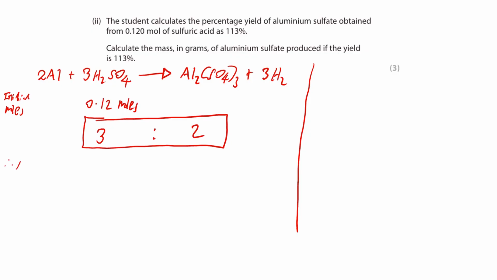Therefore, the aluminium sulfate produced. That's what we expect, right? So we call it the expected aluminium sulfate produced, with ratio 3:2. How do you find it? You take 0.12 divided by the mole ratio of sulfuric acid, the one you are considering, multiplied by the mole ratio of what you want to find. So it should be 0.